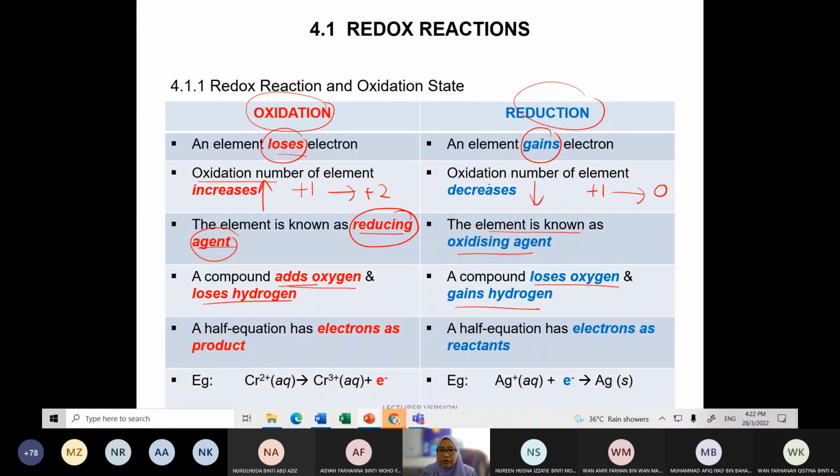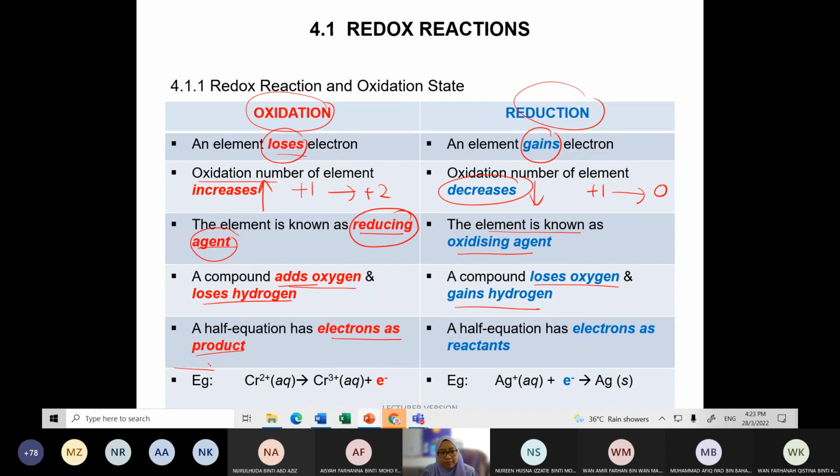The compound loses oxygen and gains hydrogen. Not only does the oxidation number decrease, it can also be identified in terms of the number of oxygen and hydrogen. And then here, second last punya point here, a half equation has electron as product.